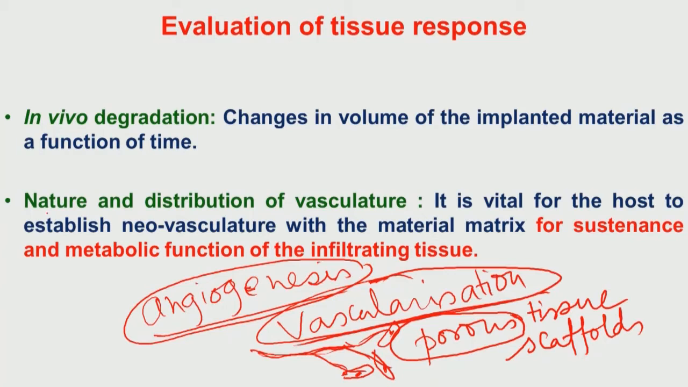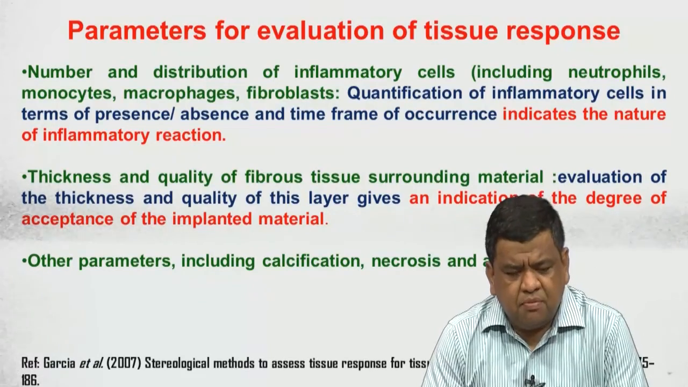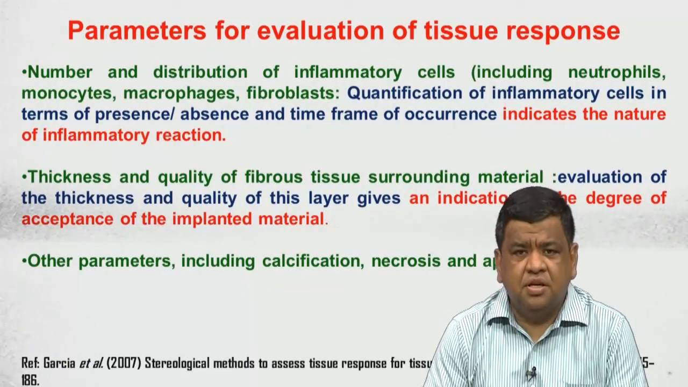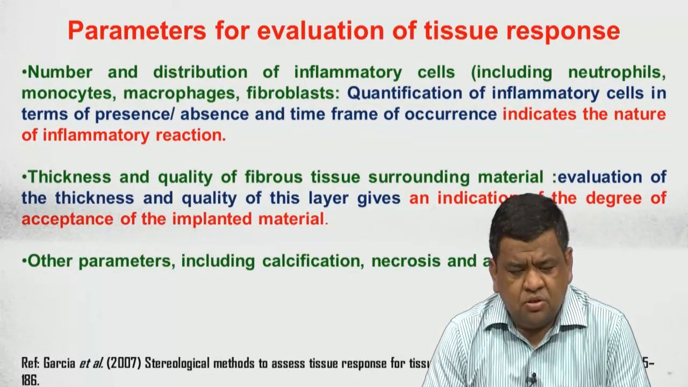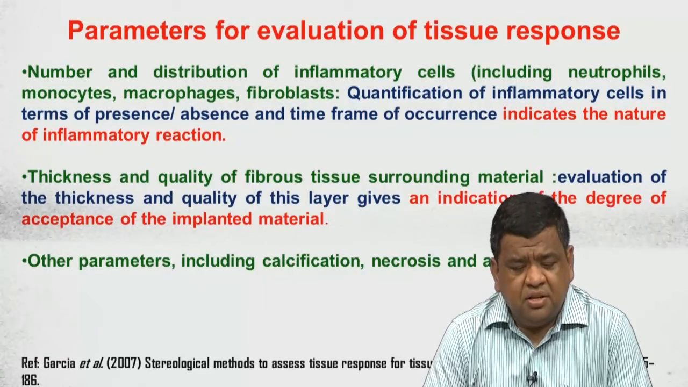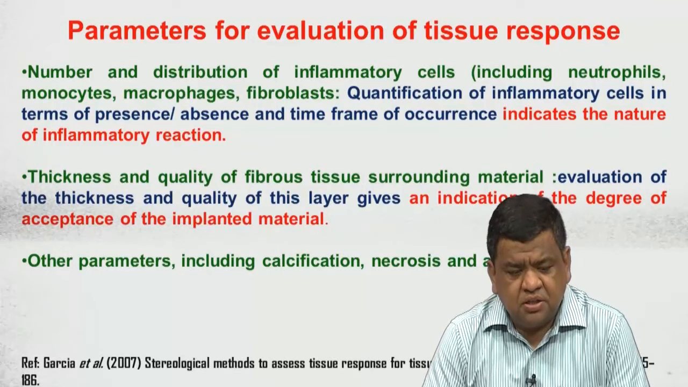So, that is what I have mentioned, that the nature and distribution of vasculature is important, and this also has relevance for sustenance and metabolic function of the infiltrating tissue. Now, there are three more factors which are mentioned here. Altogether, there are multiple factors which influence angiogenesis, multiple factors which influence the tissue response. Among these, two factors were mentioned in the last slide, and this slide summarizes three more factors.